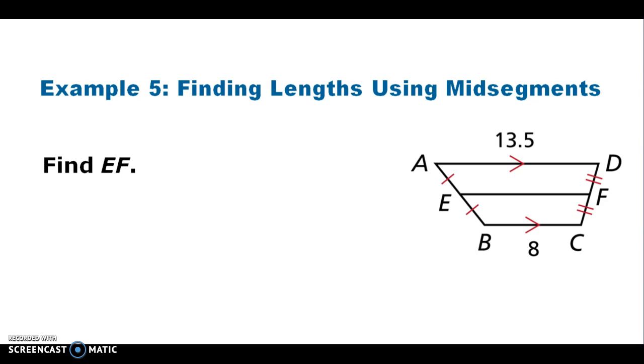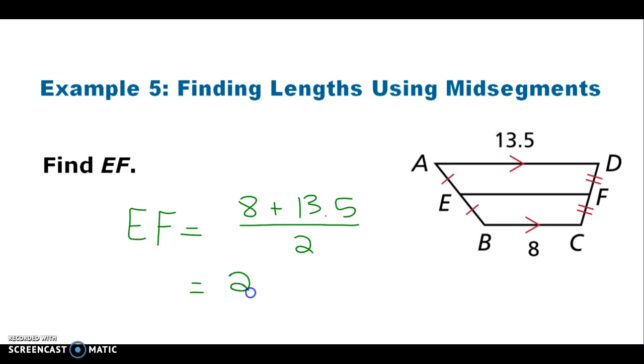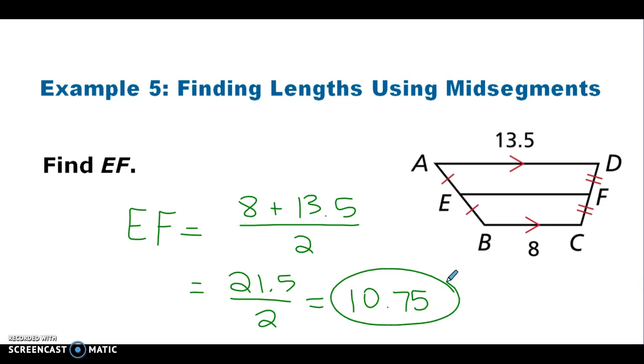Let's try it. So we are looking for the mid-segment. EF is equal to, we're going to add the 2 bases, so 8 plus 13.5, and divide by 2. We get 21.5 divided by 2, which equals 10.75. So is that just it? That's it. That's it.